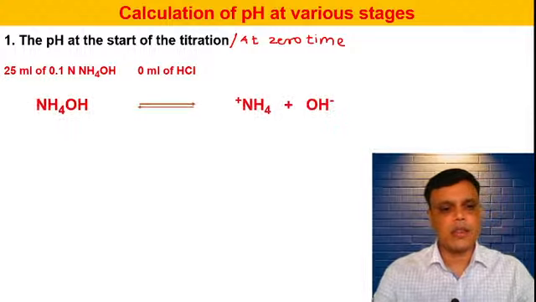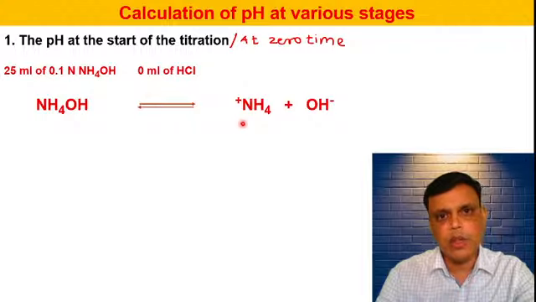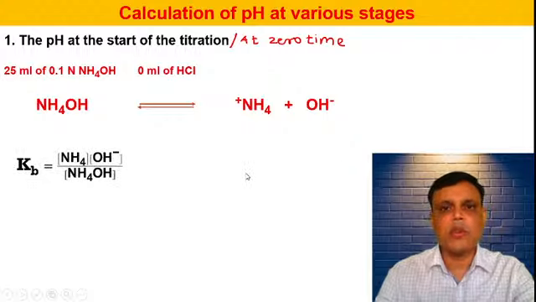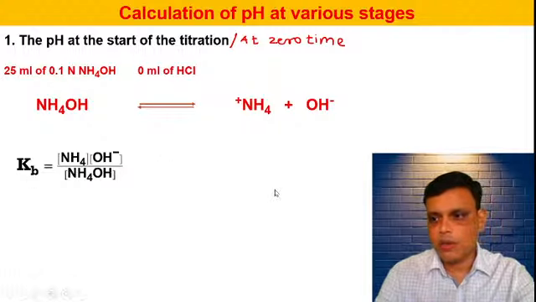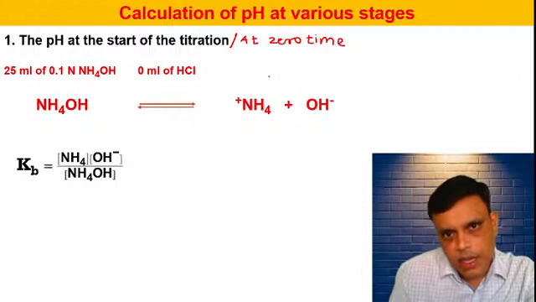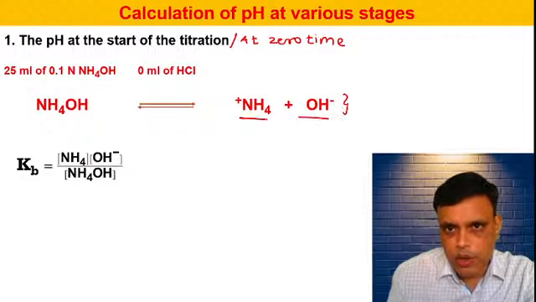At the start of the titration, ammonium hydroxide is present, and this ammonium hydroxide will reversibly give you ammonium cation, that is NH4 plus, and OH minus ion. So according to the dissociation law, the dissociation constant, that is Kb, is the ratio of the product of concentrations of the products. These two, ammonium cation and OH minus, are called the products.